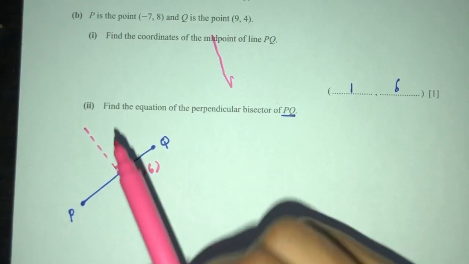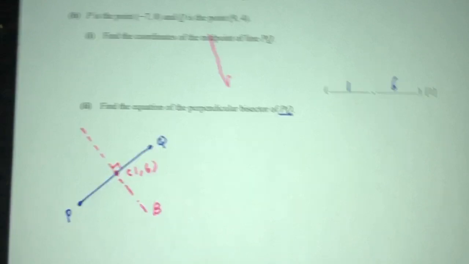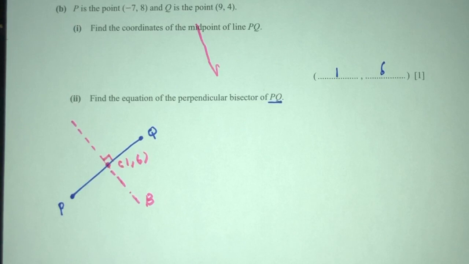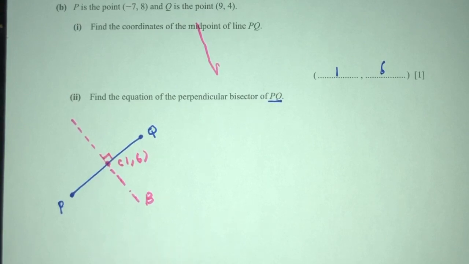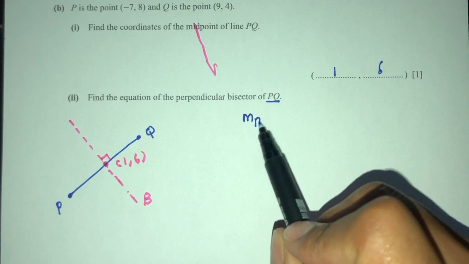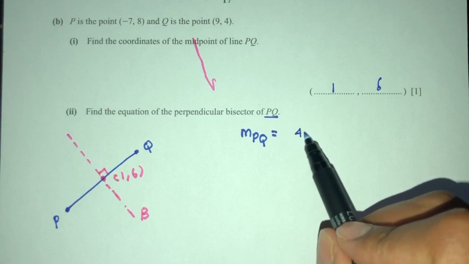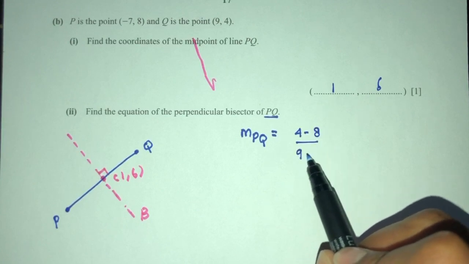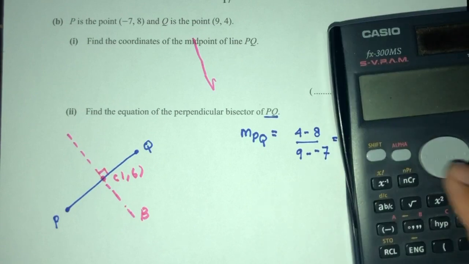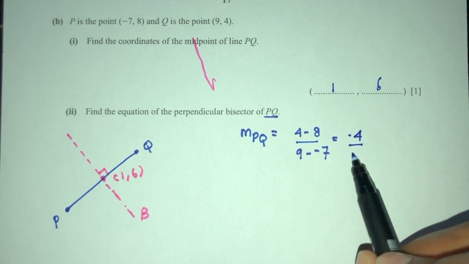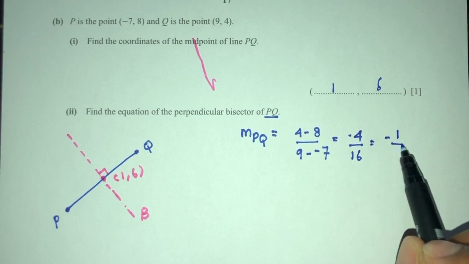So this is 90 degrees, and let's call this the bisector, right? Now we have to find the equation of this line. To find the equation of a line, we need the passing point. We have the passing point already, and we also need the gradient. Now, to find the gradient of the bisector, we first have to find the gradient of PQ. So the gradient of PQ, we use the points. That will be y2 minus y1 over x2 minus x1. 4 minus 8, that will be minus 4, divided by 16. That should be minus 1 over 4.